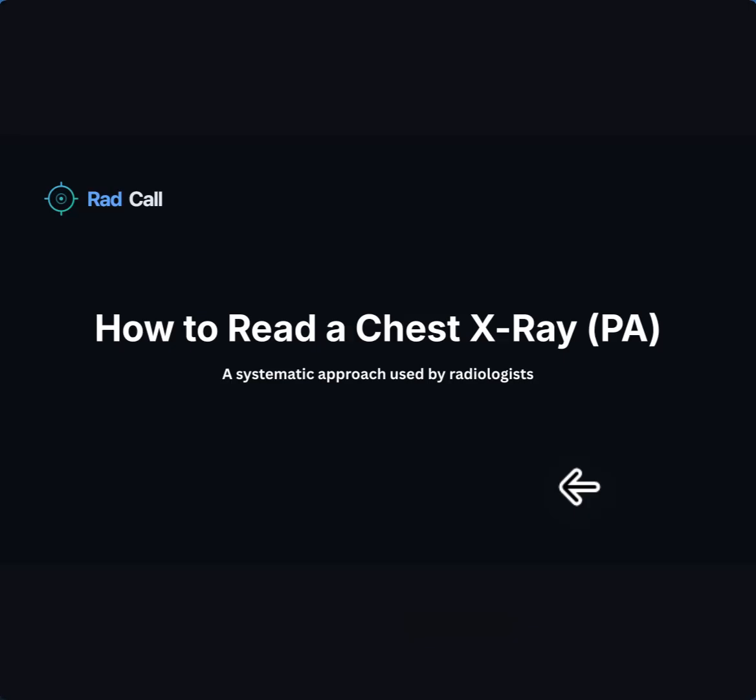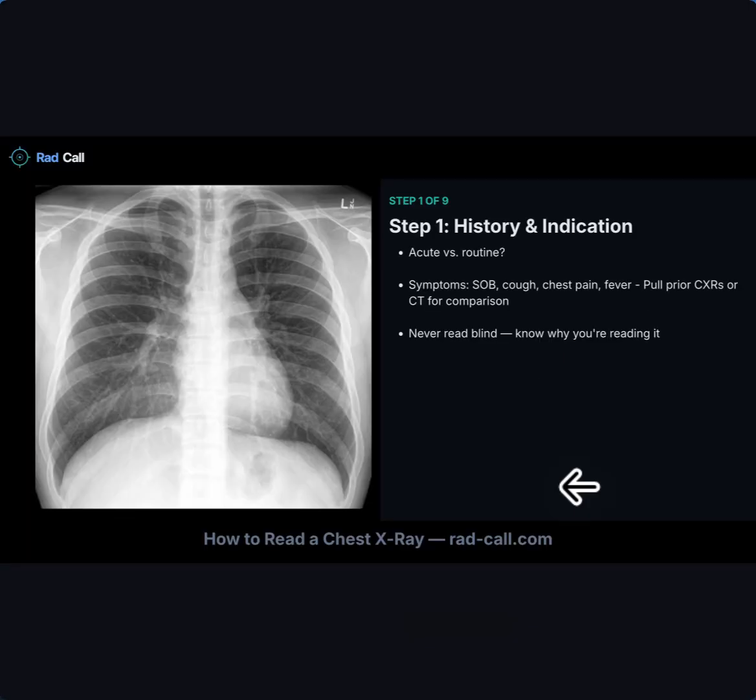This is how to read a chest x-ray, a systematic approach. So first part of any study really, but particularly chest x-rays, you should always look at the history and the indication. Is this something that's being done for an acute process, a change in status, or is it more routine, i.e. rule out tuberculosis? If they're nice enough to give you any symptoms, you can look for that because that will change your pretest probability for things.